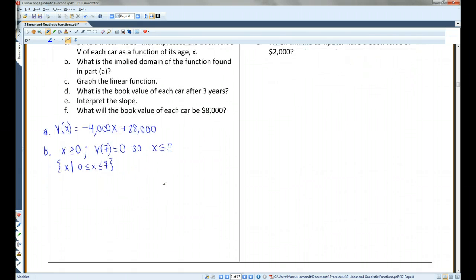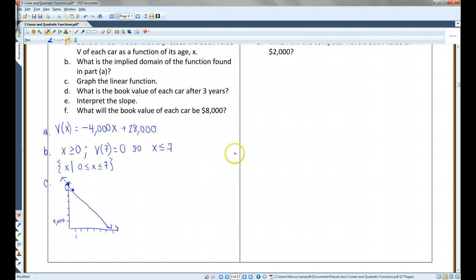For C, we're going to graph it. If I make each thing 4,000, and each of these will be 1, 1, 2, 3, 4, 5, 6, 7. So at 0, 4,000, 8,000, 12,000, 16,000, 20,000, 24,000, 28,000. So that's the start. That's the y-intercept. It goes down 4,000 every year. That's 4,000 over 1.